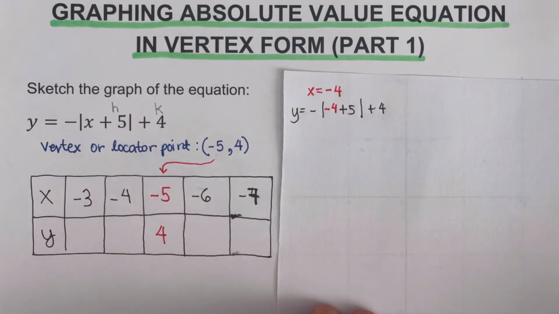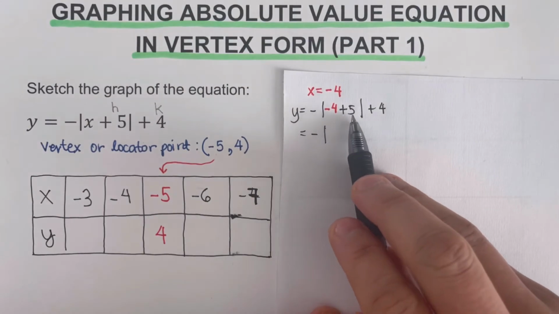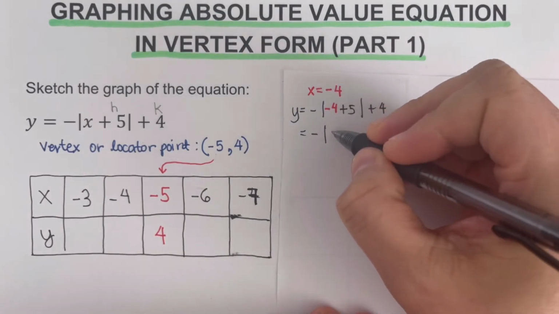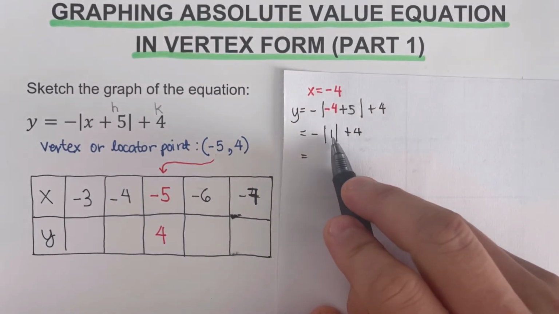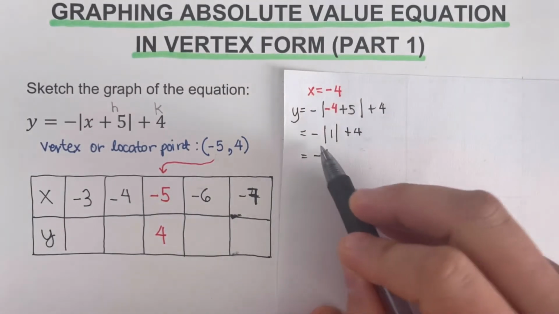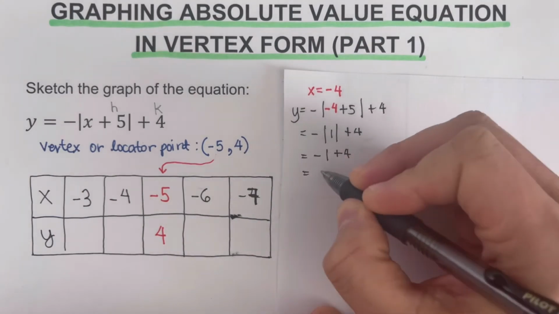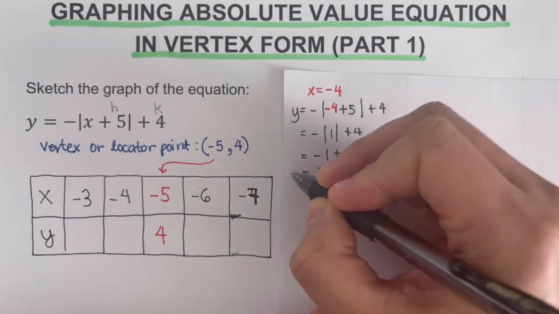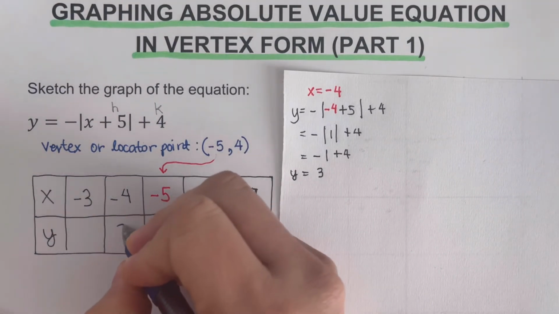Then we have to do the math for this. This comes out negative absolute value of -4 plus 5, which is positive 1, and then plus 4. The absolute value of positive 1 is 1, so I write negative 1 because there's a negative in front of it, and then plus 4. So our y is 3. This is our y value whenever x is -4, so we can put that down here. This is 3 right here.